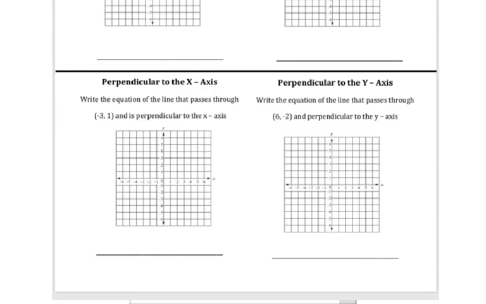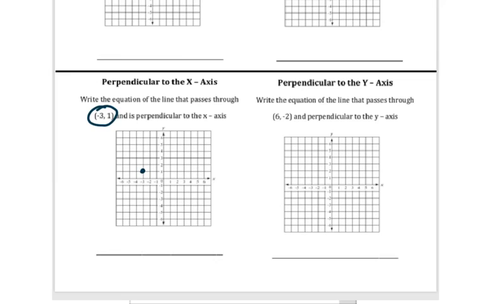Now we move into the phrase perpendicular. Perpendicular to the x-axis. Write the equation of the line that passes through (-3, 1) and is perpendicular to the x-axis. So again, step 1 said, plot your point. (-3, 1) is an ordered pair right there.